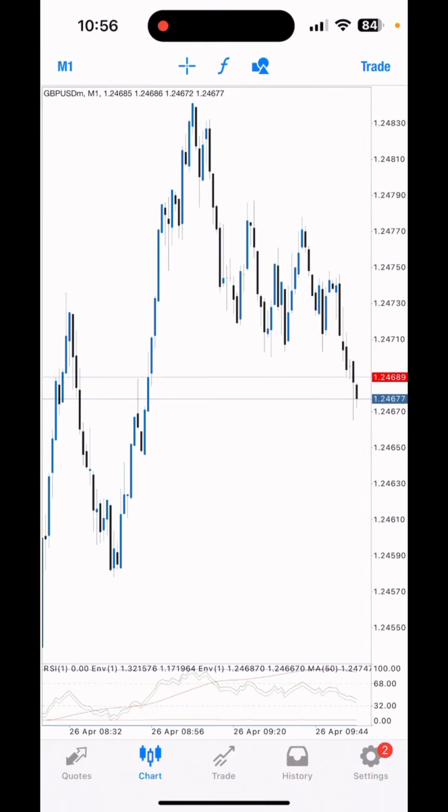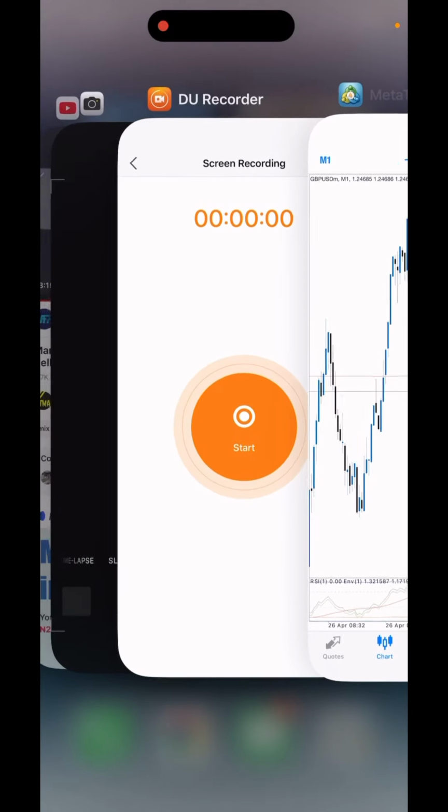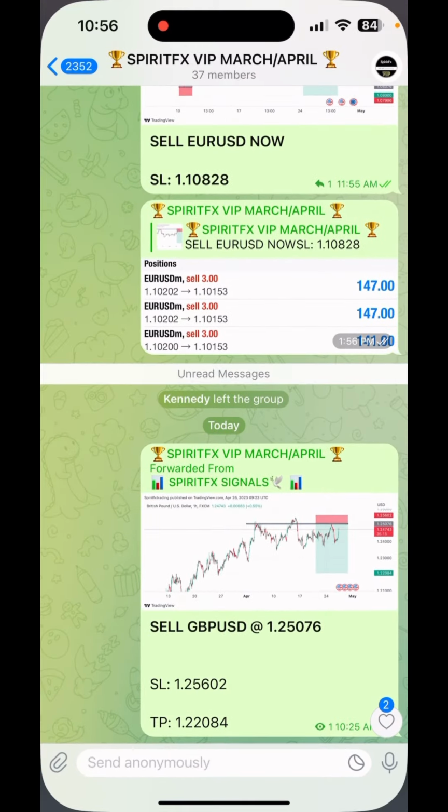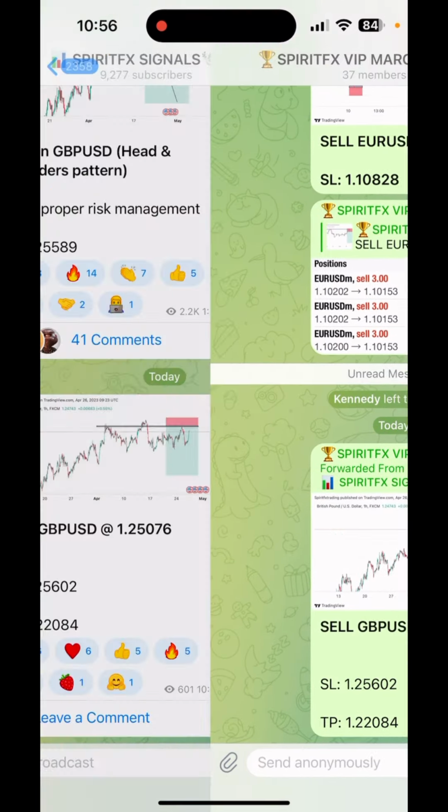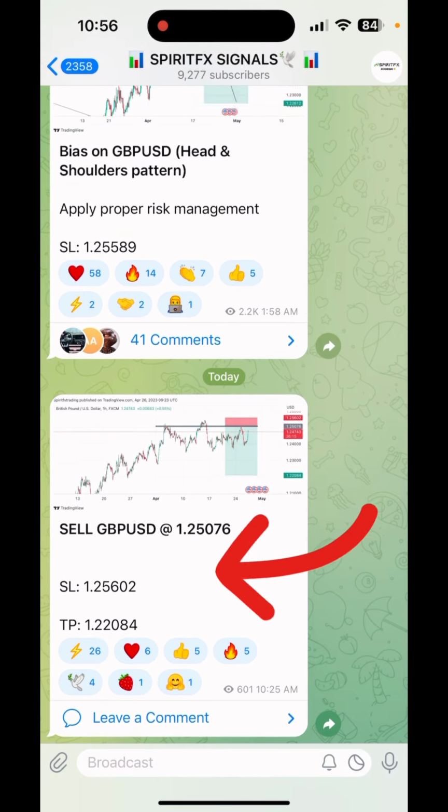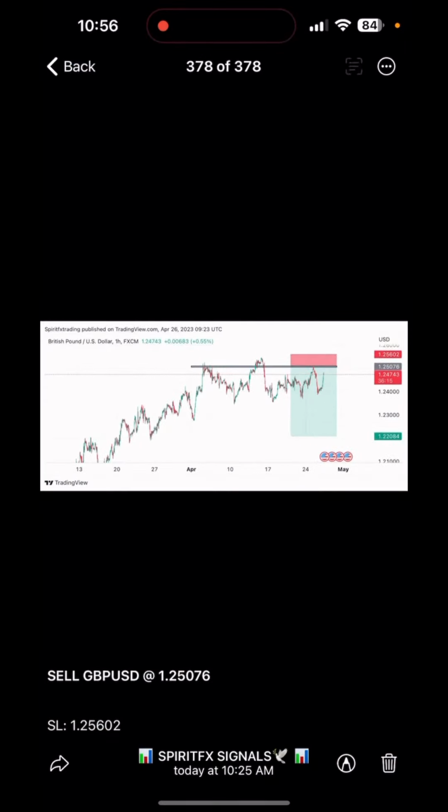So right now, I sent a signal in my Telegram group. Let's go there. Now, this is the signal I sent in my Telegram group. This is it: Sell GBP USD at 1.25076. Look at the chart. This is where I'm seeing price getting to before it starts coming down, before it starts selling.